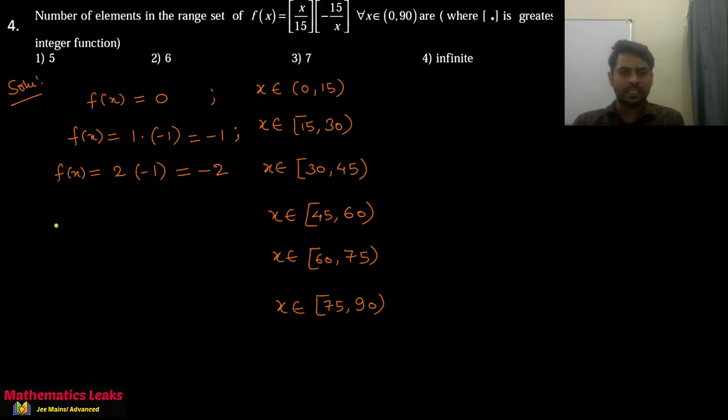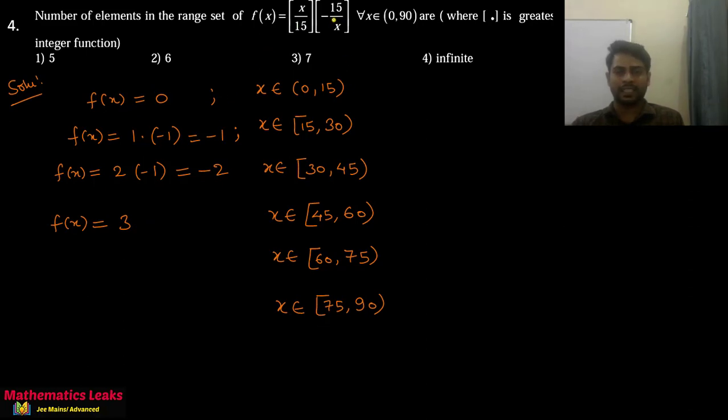Similarly, the fourth one: when x is between 45 and 60, at 45 it will be 3, at 60 it would be 4, but x is less than 60, so it will be 3 or 3 point something. So in the closed interval 3 to open interval 4, the greatest integer will always be 3. So for the first quantity we are getting 3.